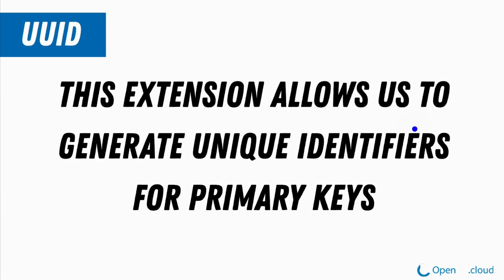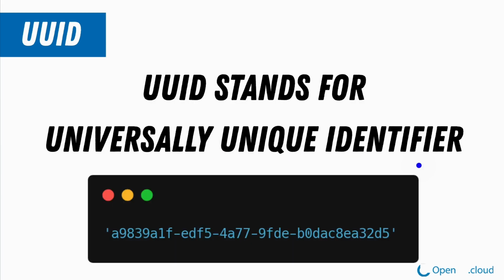UUID, what is it? Because we've seen that extensions are just those pieces of software that give us the ability to do these things. But what is a UUID? Well, this extension in Postgres allows us to generate unique identifiers, and I've said it many times, unique identifiers for primary keys. What does that unique identifier look like? UUID stands for Universally Unique Identifier. What it basically does is generate this random mishmash of stuff that's always going to be unique because it bases it off of multiple factors that are unique to generate something random.